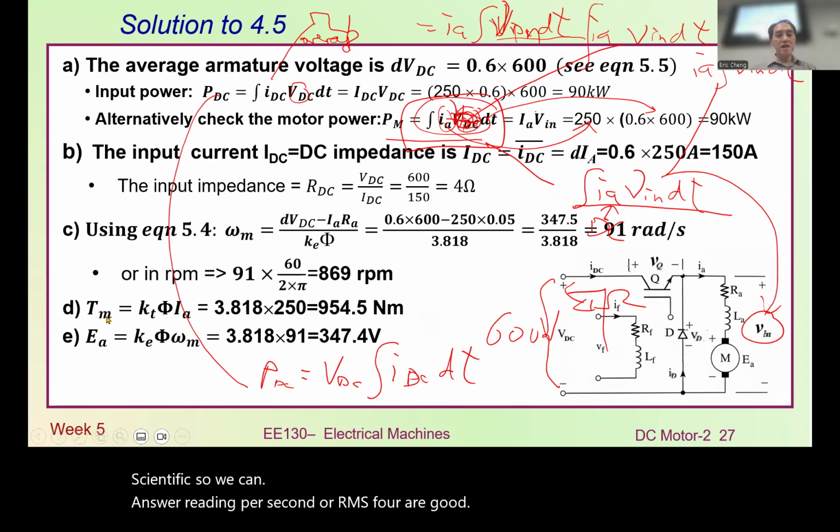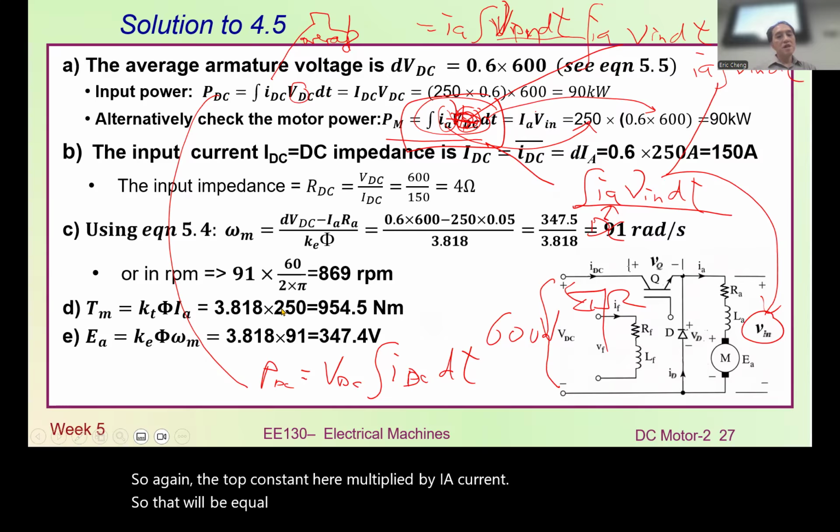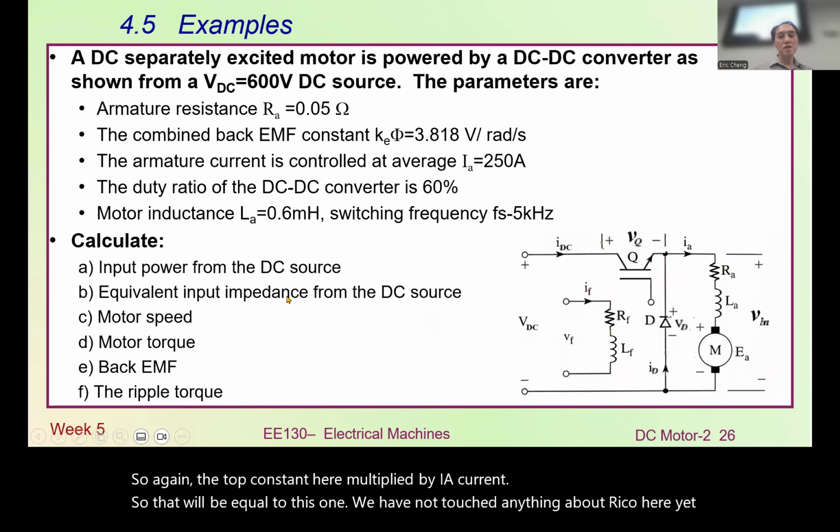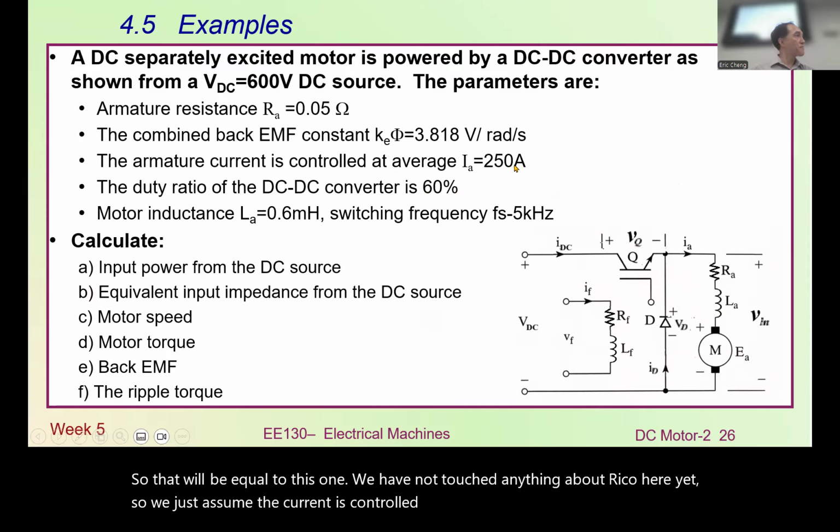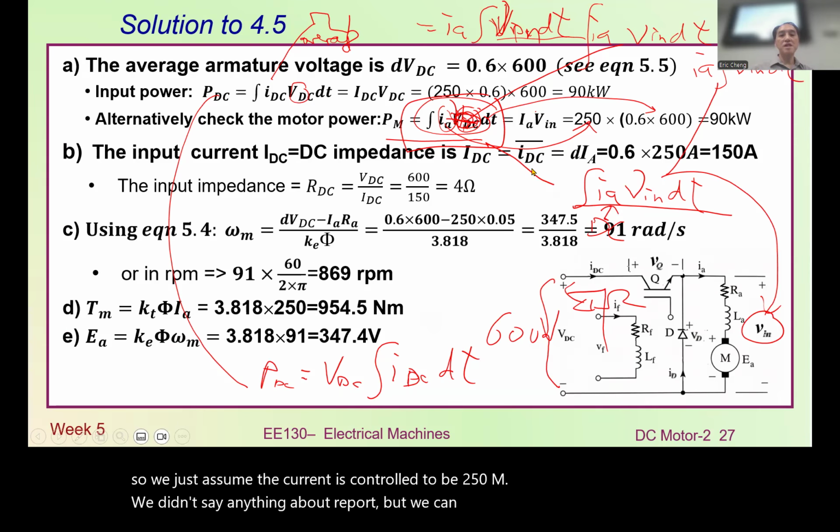And the next thing is the carry torque. Again, the torque constant multiplied by IA current, so that will be equal to this one. We have not touched anything about ripple here yet. We just assume the current is controlled to be 250 amp. We did not say anything about ripple, but we can calculate it later on if you like.